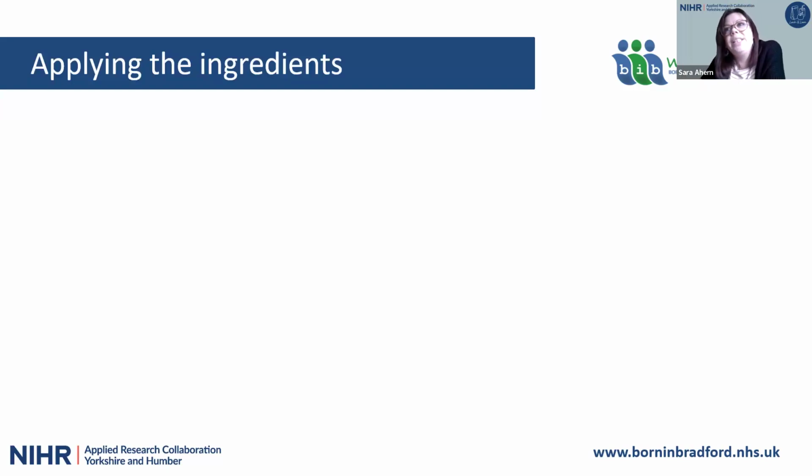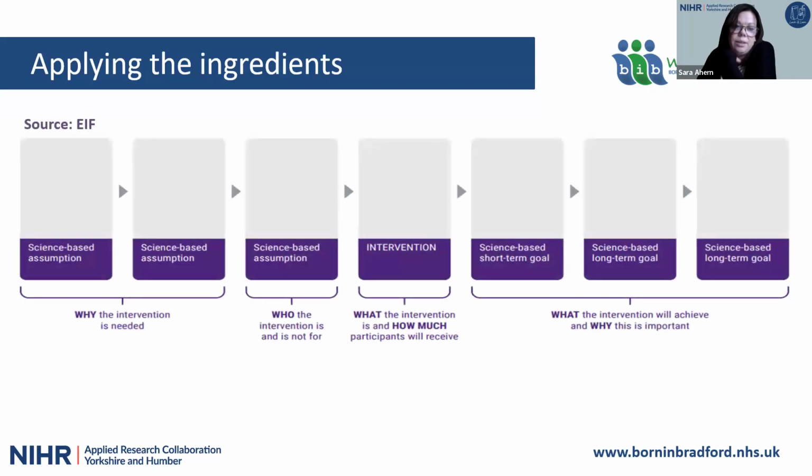In terms of applying the ingredients, with both theories of change and logic models, I've seen so many different ways of presenting them on the page. And actually, it's much less about how you present it and much more about making sure those key ingredients are there. But one example that I'm going to give is something that was developed by the Early Intervention Foundation. So this is quite a linear structure to a theory of change. On the left, you've got why the intervention is needed, and who the intervention is and is not for. Then what the intervention is in the middle, and what the intervention will achieve and why it's important, so our outcomes, on the right-hand side. So it just gives a straight line from A to B.